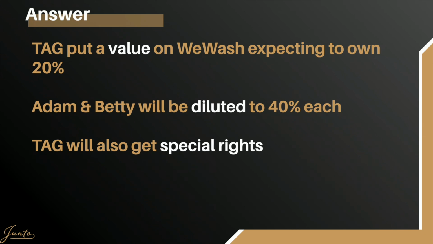So what happens? Adam and Betty were 50-50 owners before, but now they've been diluted because Tag is going to own 20% of the business. So their ownership percentage is going to drop down to 40% each. As part of this, Tag will get special rights. Tag's made a priced round investment. They're likely going to get preferred stock, so they're going to receive other benefits that we'll learn about in some other sections.